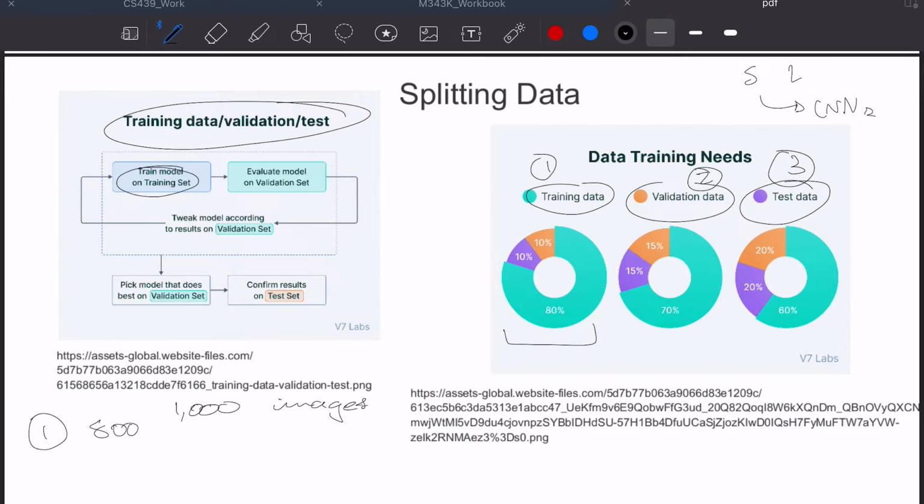But let's say that the model only knows those 800 images. If I give it a new image, it just doesn't know what to do, because it's only seen those 800 images.